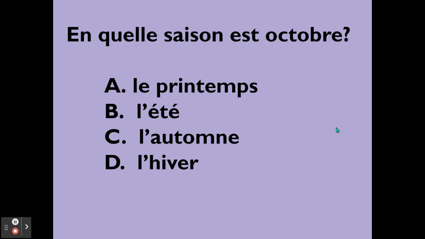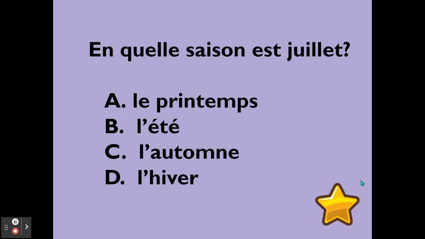All right. En quelle saison est octobre? Le printemps, l'été, l'automne, l'hiver. So in what season is October? So that's right in the middle of l'automne. So here's one for the Ed puzzle. En quelle saison est juillet? Le printemps, l'été, l'automne, l'hiver.